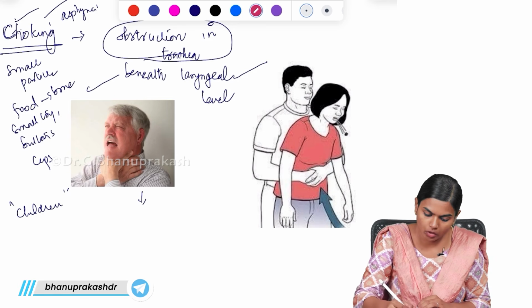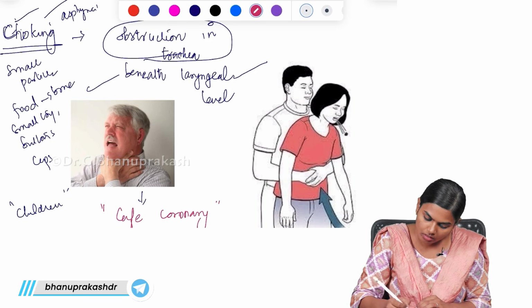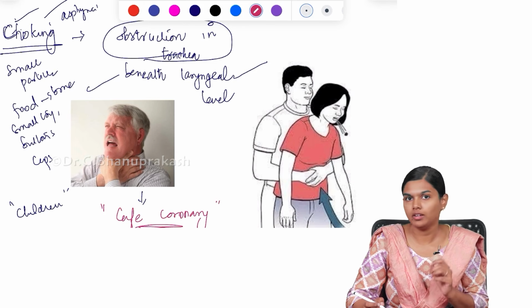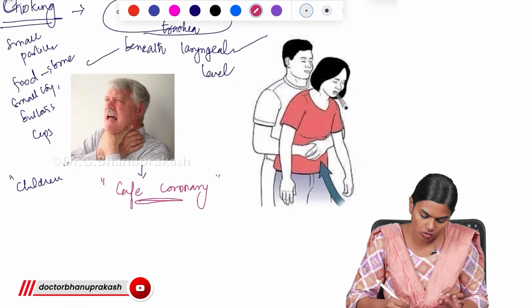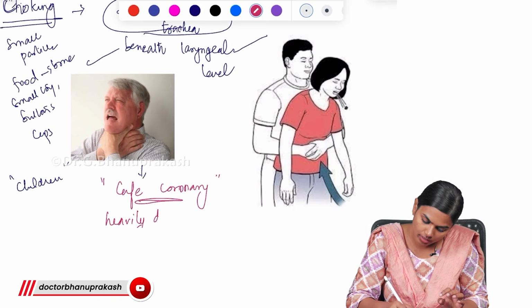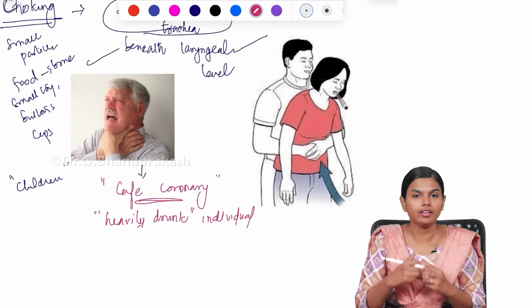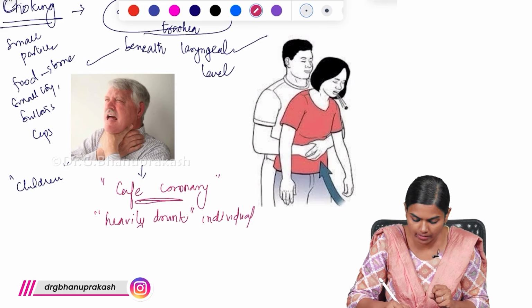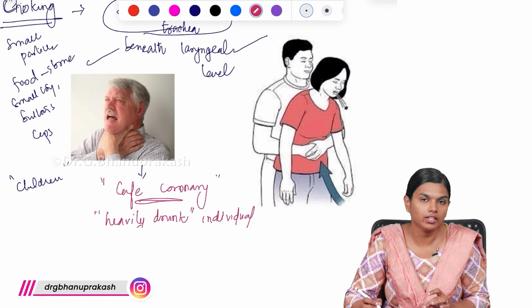Now we have one more condition known as cafe coronary. This is somewhat similar to choking, but it is typically seen in a heavily drunk individual. Why do we say heavily drunk? Their reflexes will be very much less. They will have less reflex. It will be totally off in a few people.